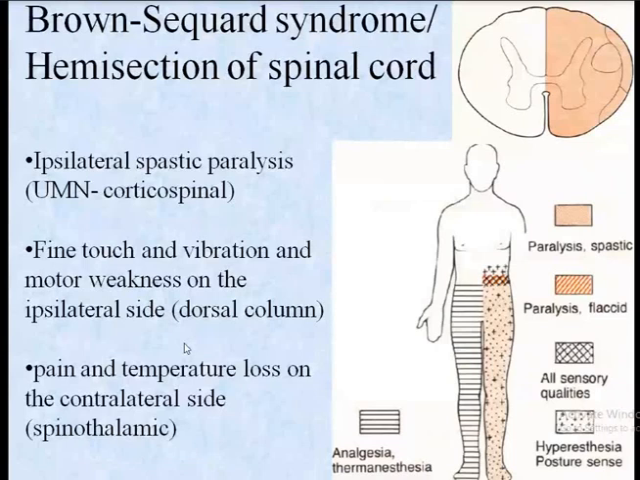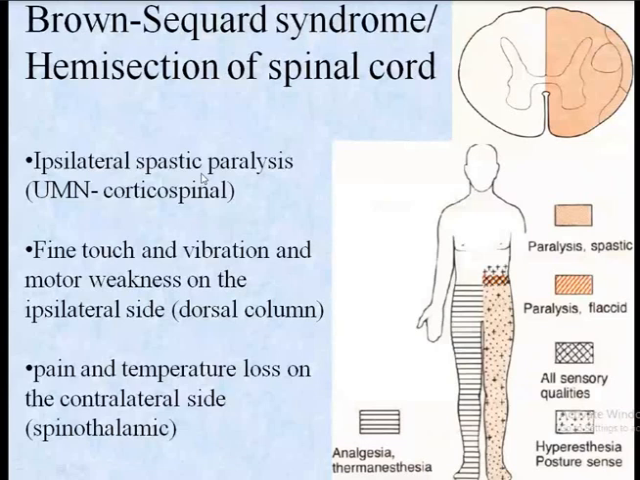Okay. So one important is Brown-Sequard syndrome. Actually, it is hemisection of the spinal cord. If half of the spinal cord is lesioned, what will be the result? Such a syndrome is known as Brown-Sequard syndrome, and it comprises ipsilateral spastic paralysis, which resembles a lesion of the upper motor neuron. Okay, ipsilateral spastic paralysis results because of damage to the corticospinal tract.